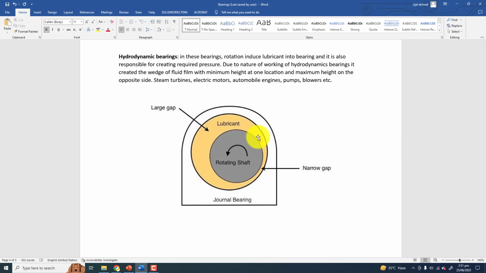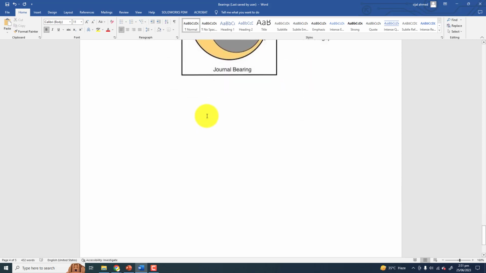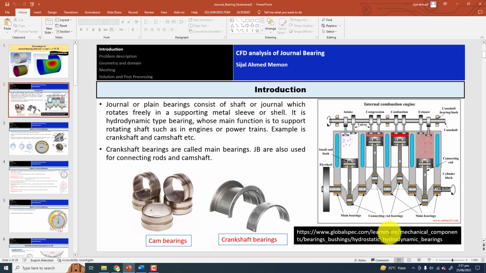So the pressure on this side is zero, and then again, if you take the minimum thickness here, draw a straight line connecting the two centers. On this side the pressure will start to build up. This is the mechanism that is basically supporting the shaft with the help of the opposing bearing pressure. And as you see, they are used in steam turbines, electric motors, automobile engines, various parts in the crankshaft, pumps, blowers, etc. Okay, now come back to the slides here.